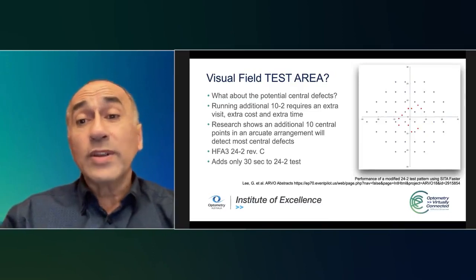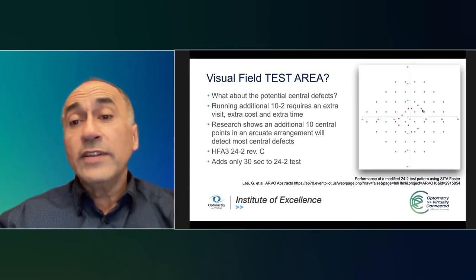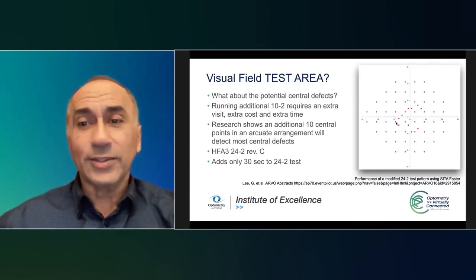And I've marked those points in red over the 24-2. So there's basically 5 additional points in an arcuate and 5 additional points in an inferior arcuate.